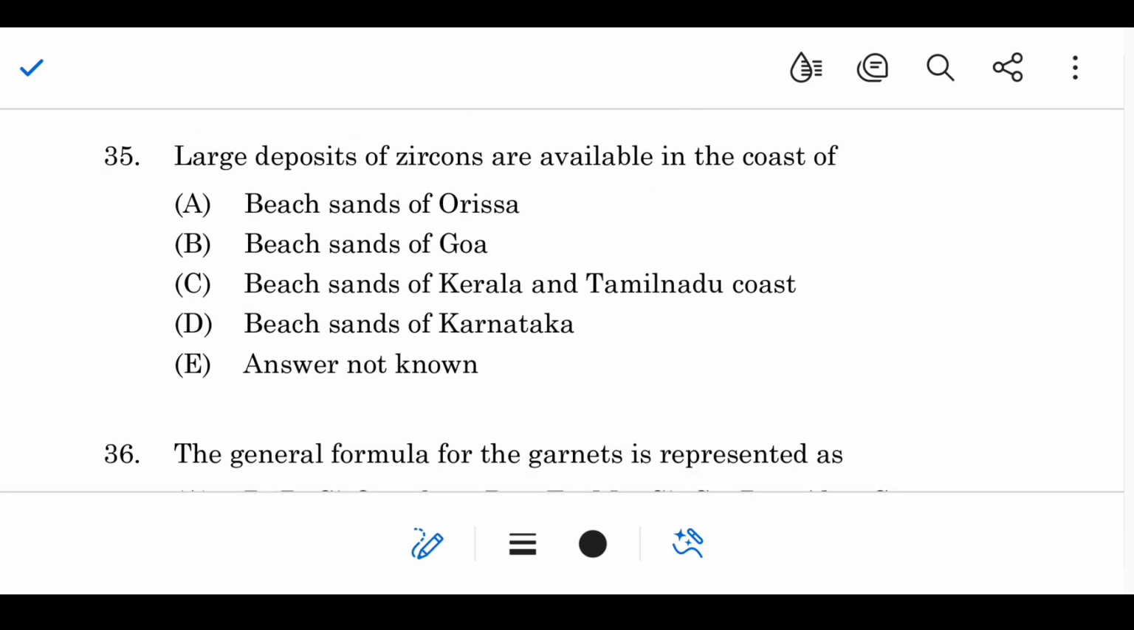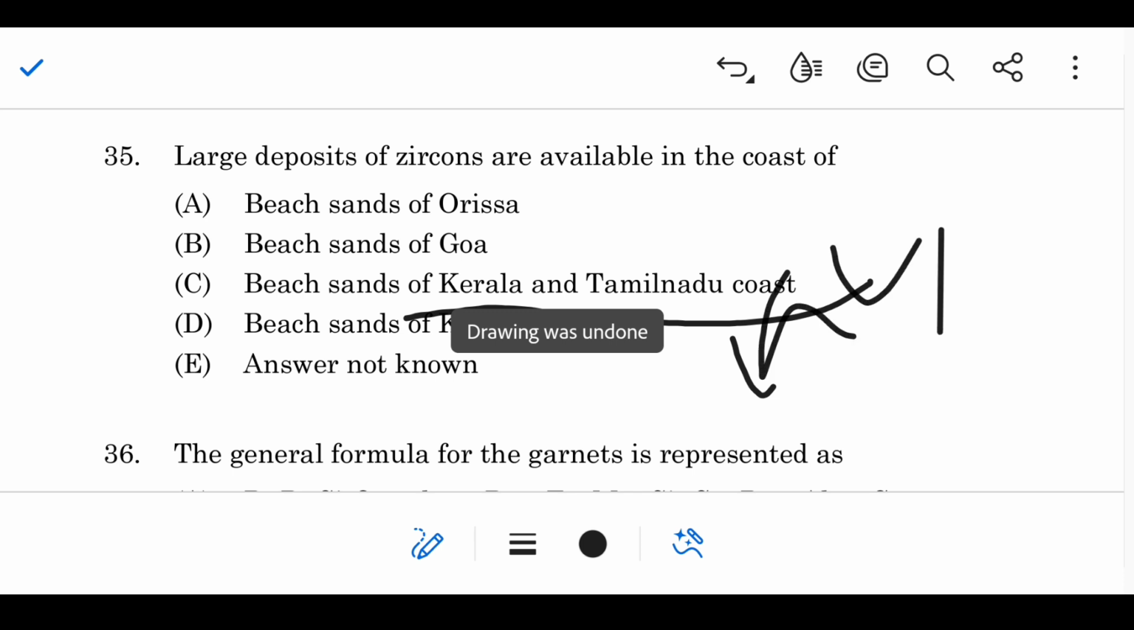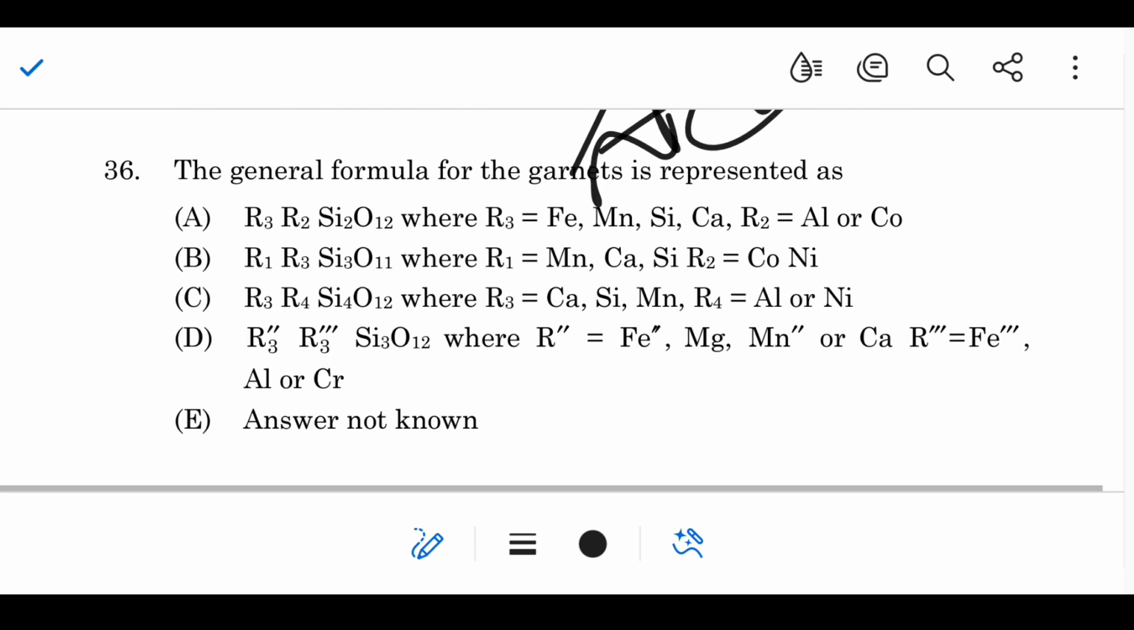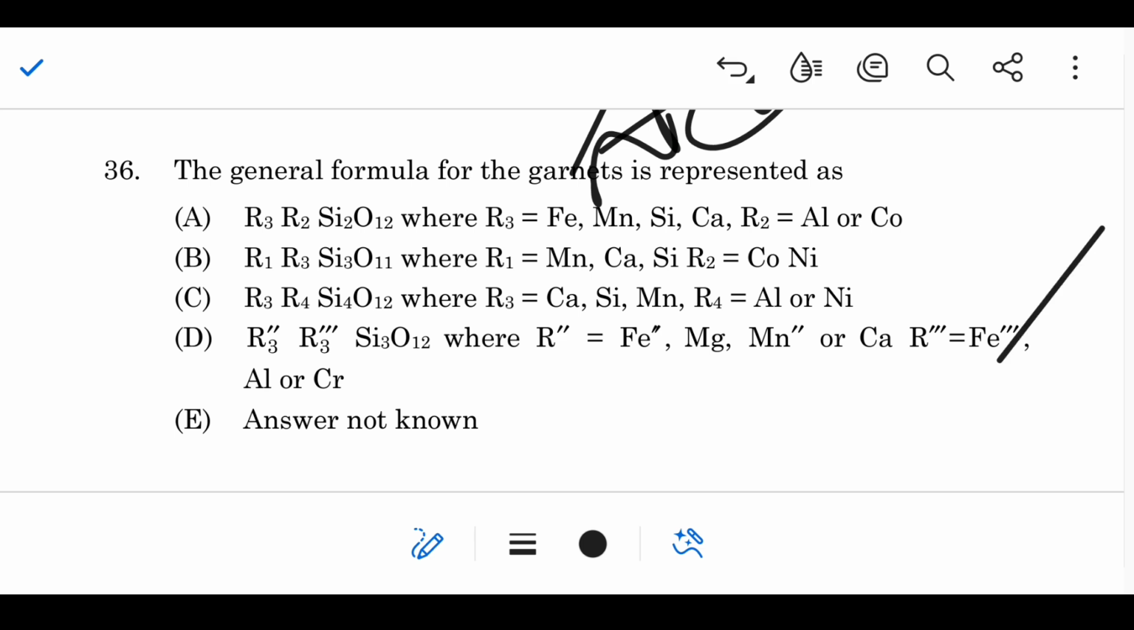Large deposits of zircon are available on the coast of both Tamil Nadu and also Kerala. First TN, next KL. 36. The general formula for the garnet is represented as R3 R2 Si3 O12, where R is calcium and magnesium. Okay, option D is the correct answer.